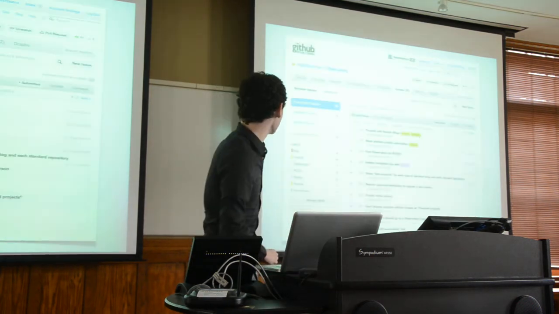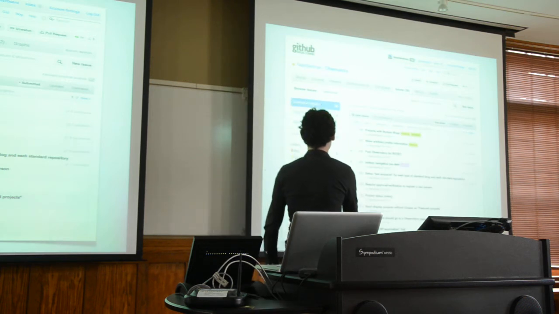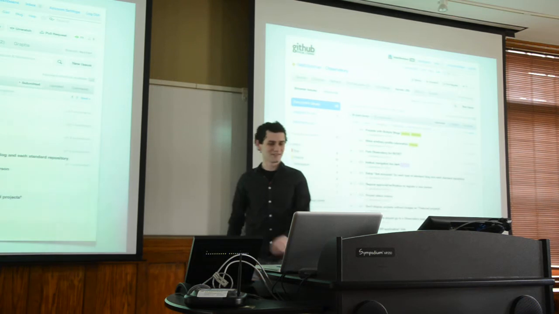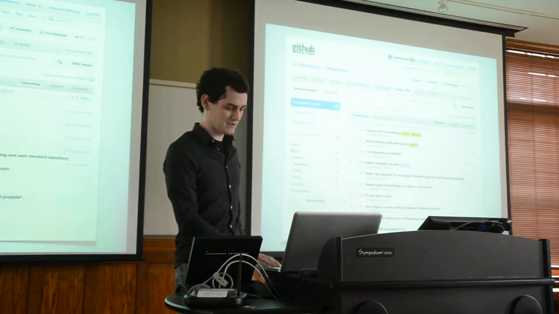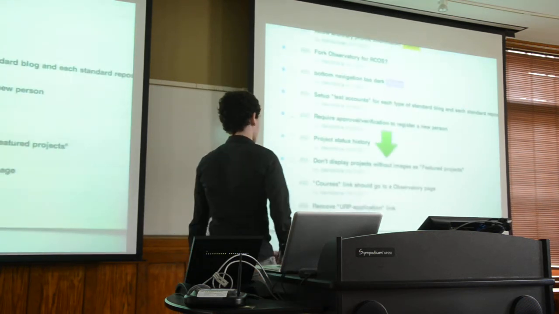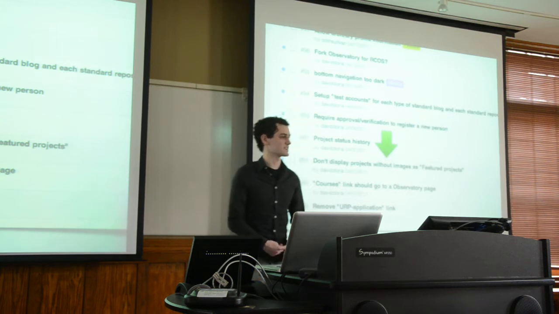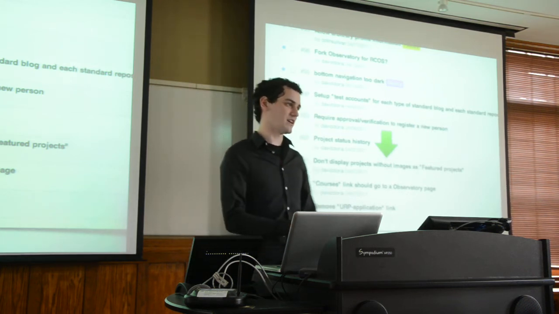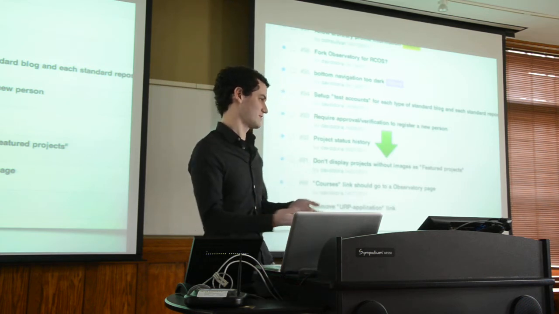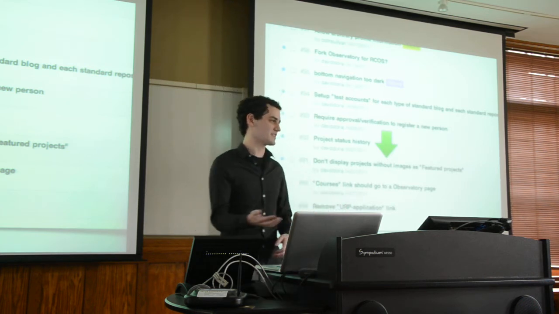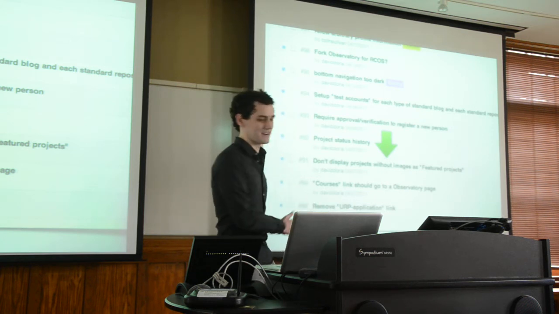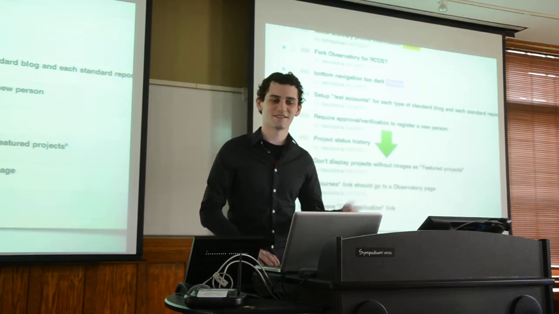Well, it's pretty easy. If you go to GitHub, we've got this issues page over here, and there's a whole list of things that are wrong. Let's find one that's pretty easy. Don't display projects without images as featured projects. All right, how would you go about fixing this? Well, we have a project object, theoretically, talking abstractly. There's probably a project object, and it's probably got some screenshots. So if it has none, don't show it. Someone fix that, like tonight or something.